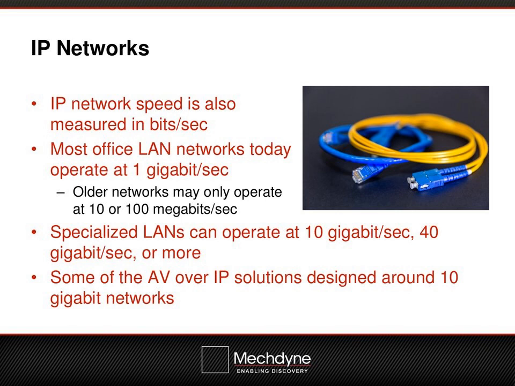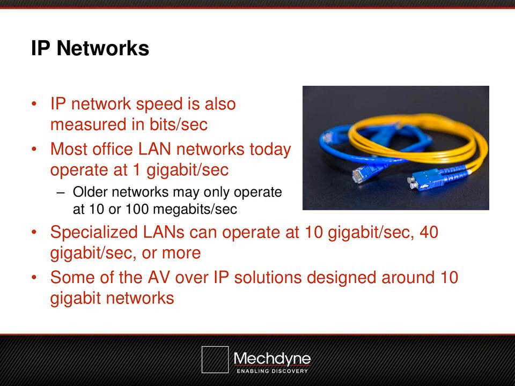If you wanted to try and do some video over IP on those networks, you may need to take a harder look at the devices and what their video bit rates are. Some specialized LANs can operate at either 10 gigabits or 40 gigabits a second or more. You can do 100 gigabits a second. It gets to be very expensive and very specialized hardware to do that at this point.